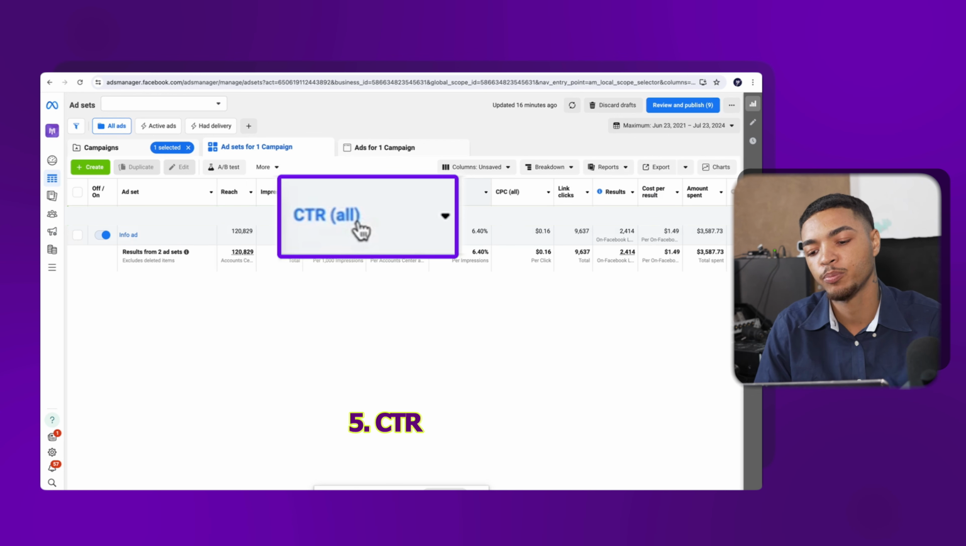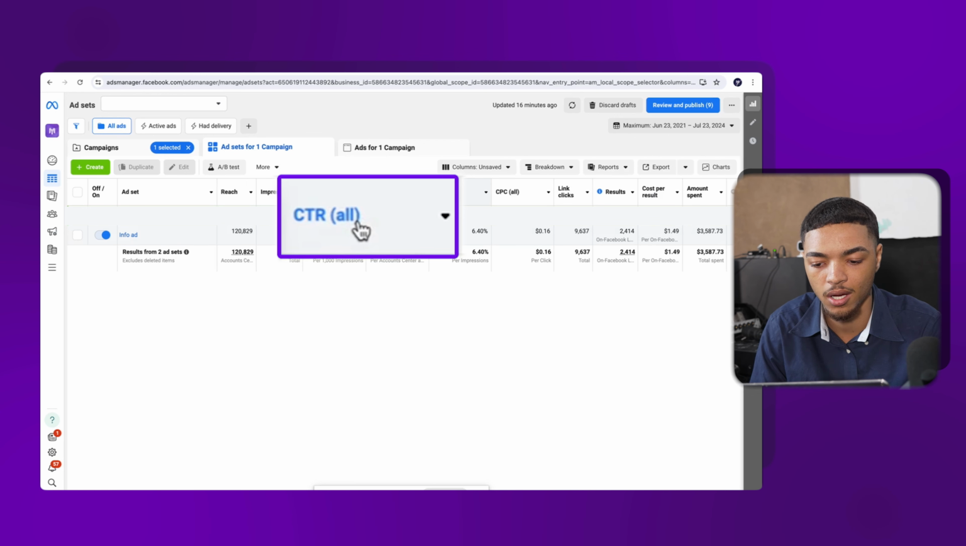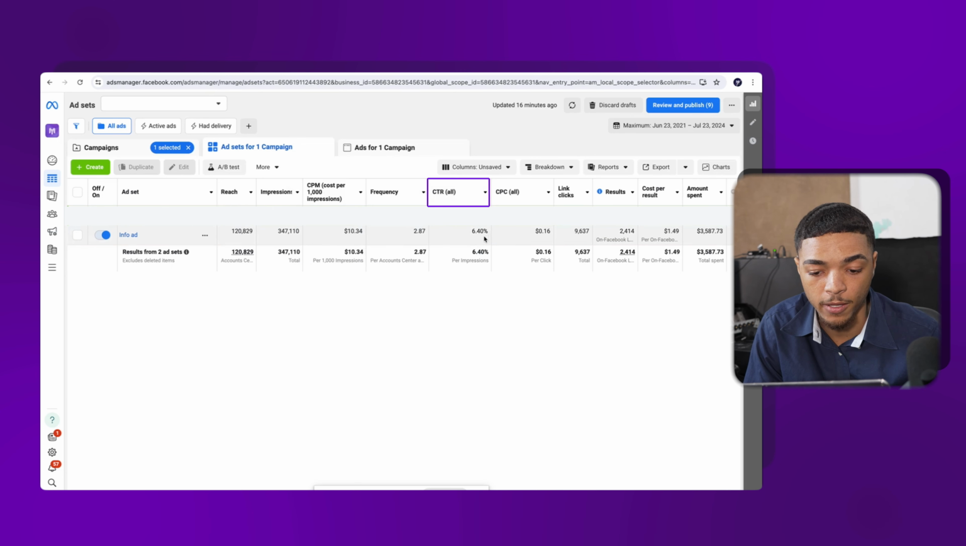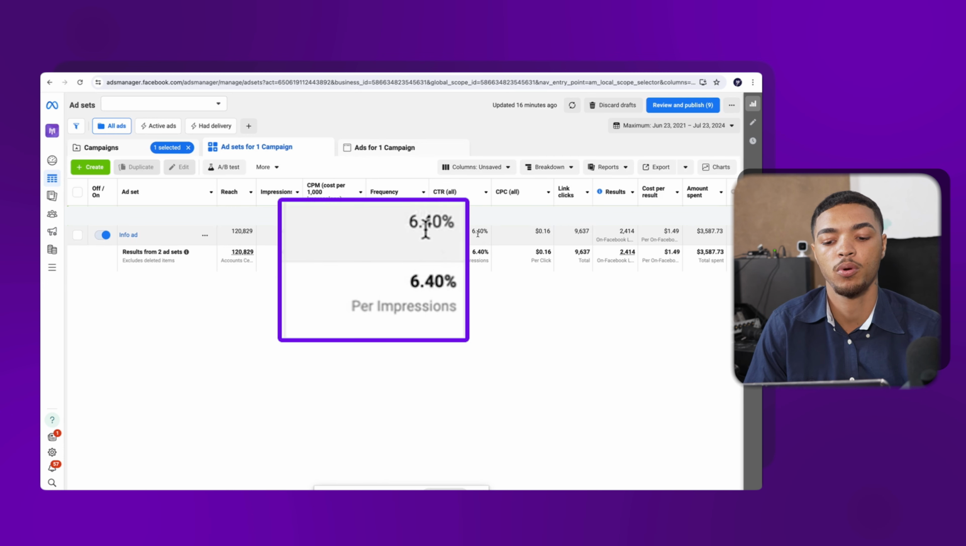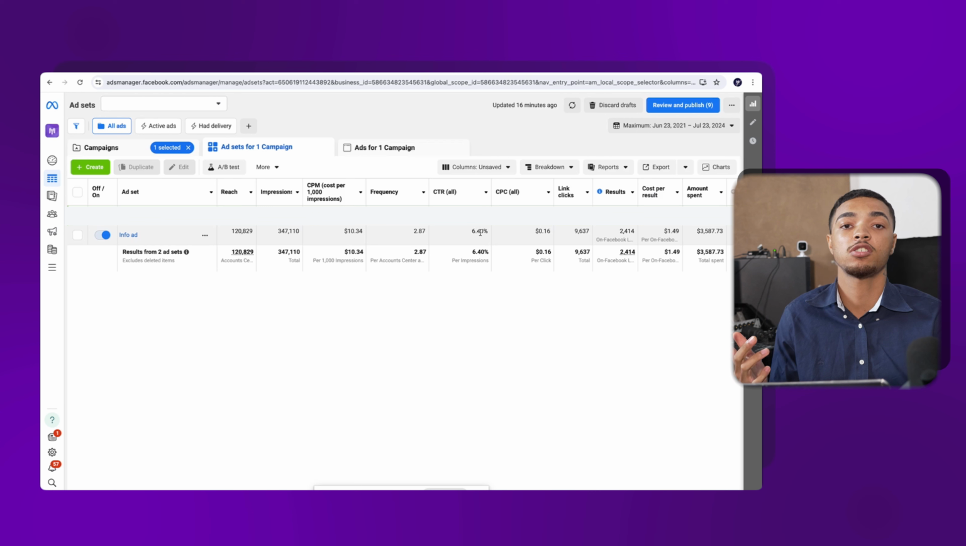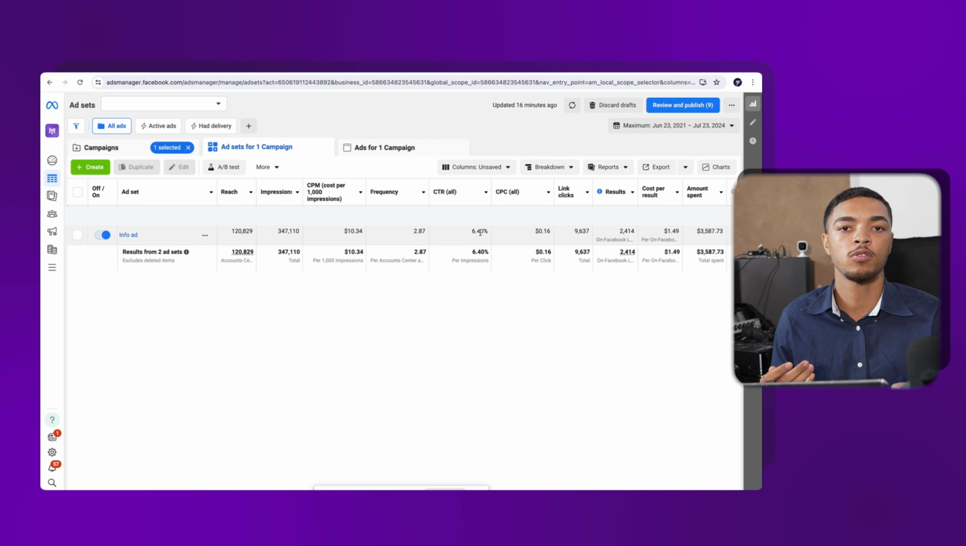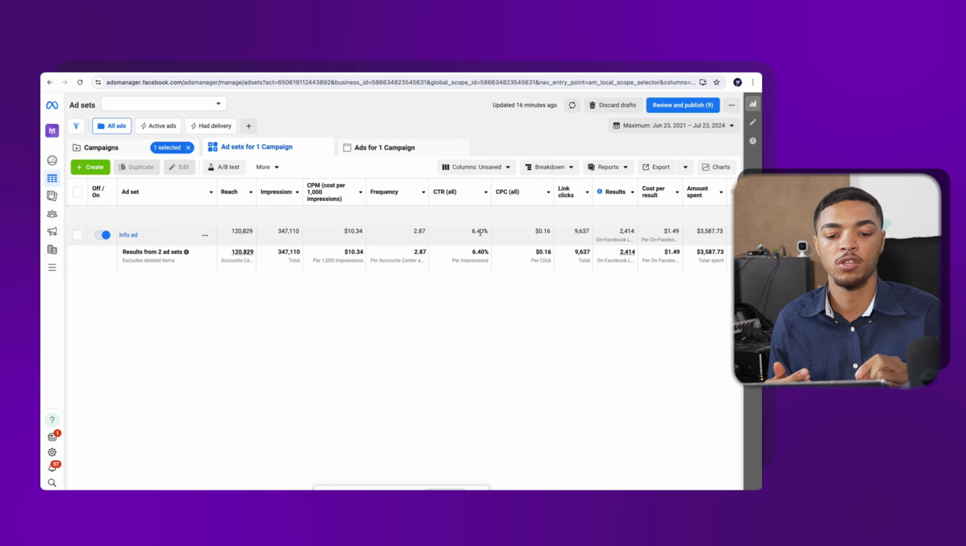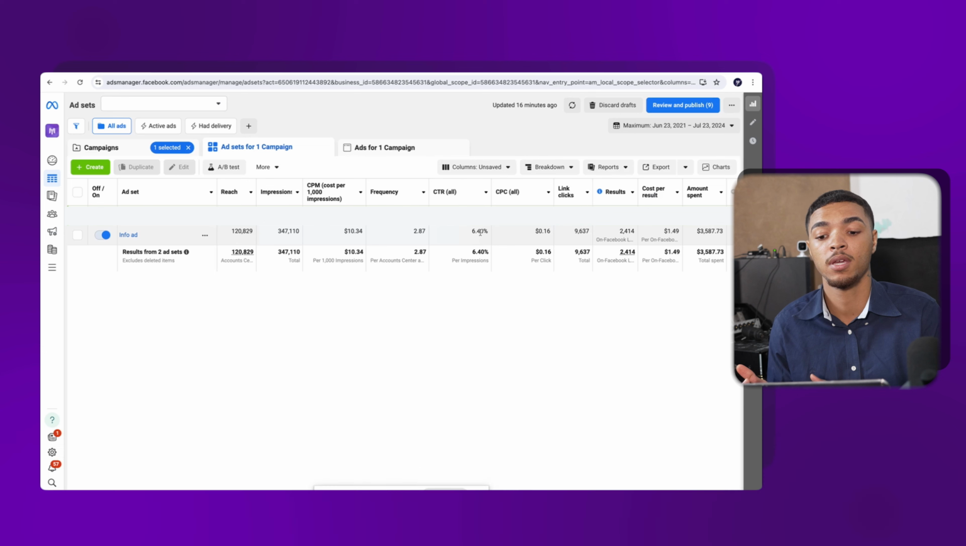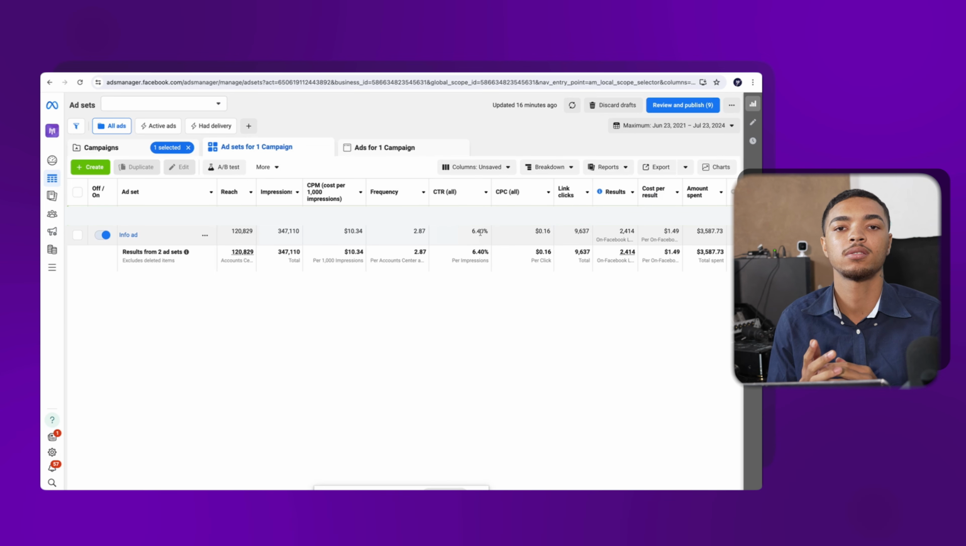So CTR is pretty much the percentage of impressions that end up clicking. So here you can see on this ad we have a CTR of 6.4%, which means out of all the impressions, 6.4% of them ended up clicking on something. That doesn't mean that they ended up giving their information through a lead form. They could have just clicked to see the form, and even if they exit out of the form, it still counts as a click.